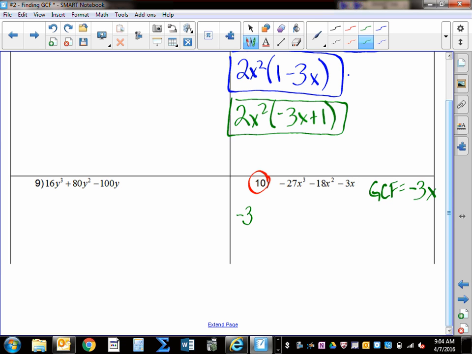Alright. Now the nitty gritty. Let's write our negative 3x in front. And let's take it one piece at a time. Okay. Now we said the negative changes our signs, right? So this is going to become positive. What's 27 divided by 3? Good. X cubed divided by x? Good. Alright, again, it changes my signs. If you want to just go and fill in your signs, that's fine. Might make it a little bit easier for you. Alright, 18 divided by 3. And x squared divided by x.